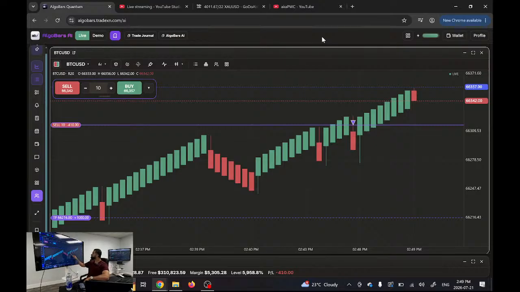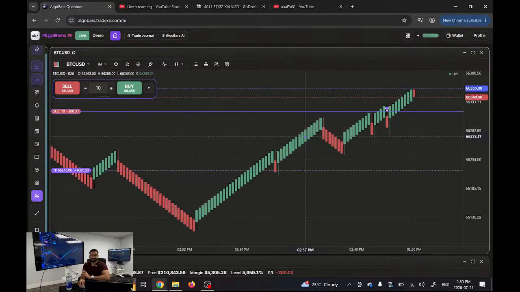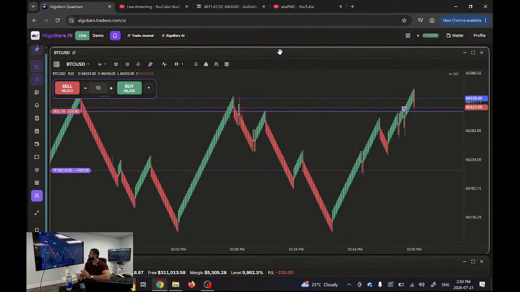Now, the way the range bars work is, right here you can see the market's going up, then it came down, then it's going up, and now on this red candle, because I saw this reversal, I entered my sell trade. Let me zoom out so you guys can see more clearly.